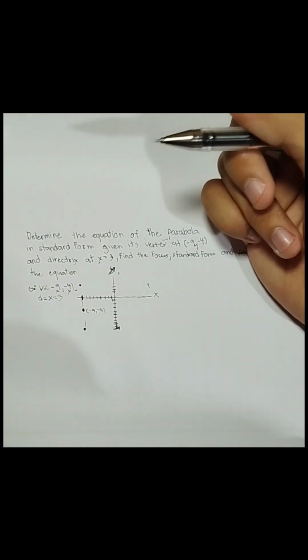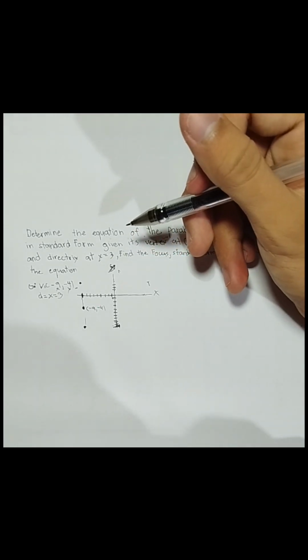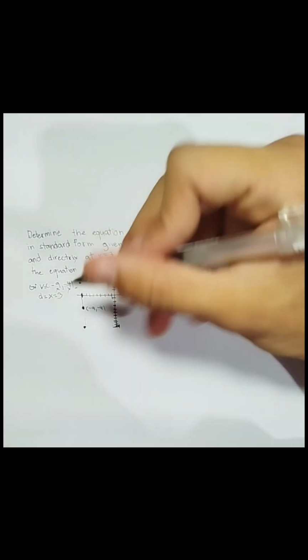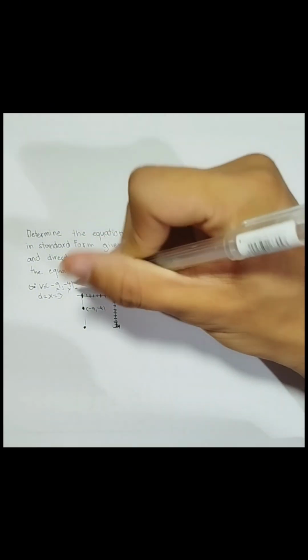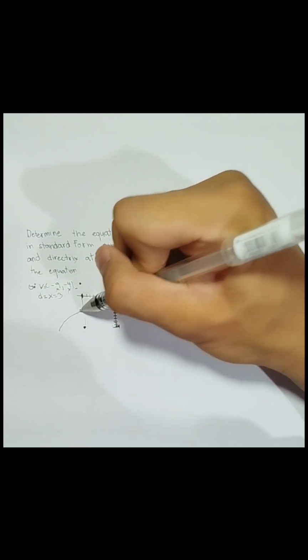Okay, so next thing we're going to do is make our parabola. As I've told you before, our focus should be inside of the parabolic arc. So meaning our parabolic arc should be like this.